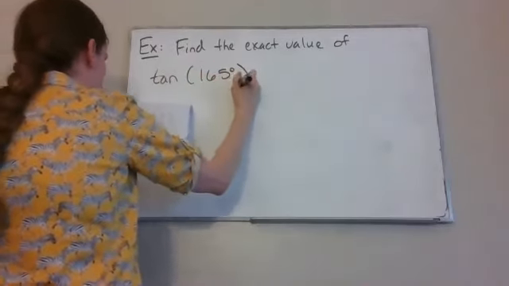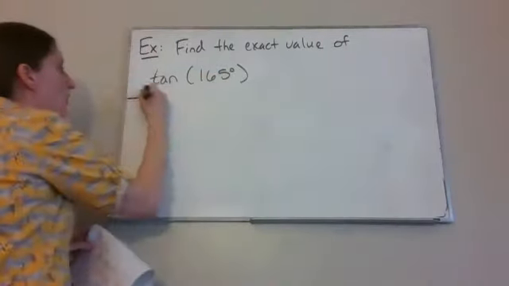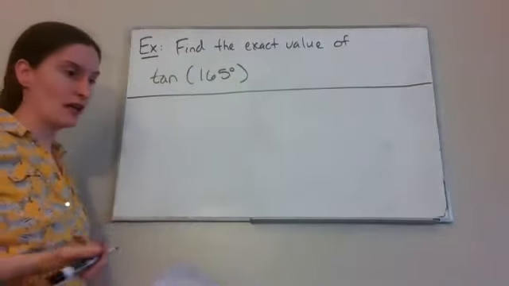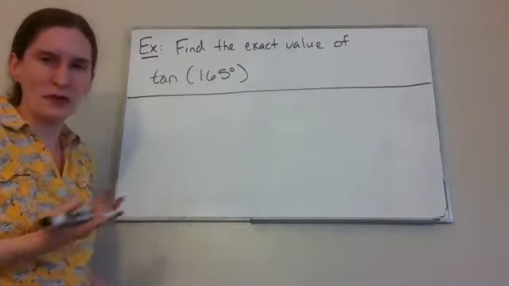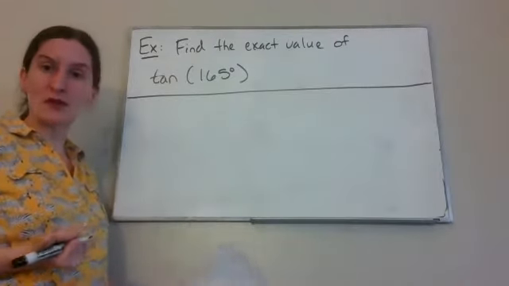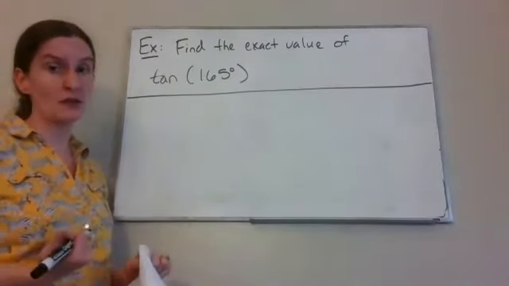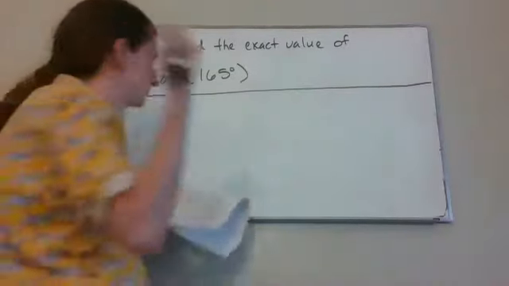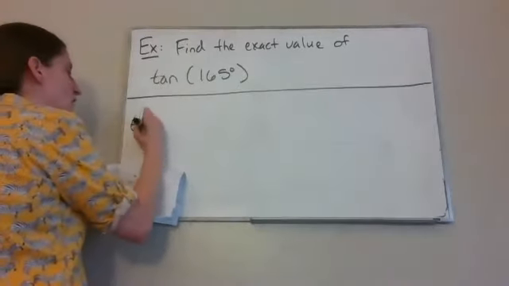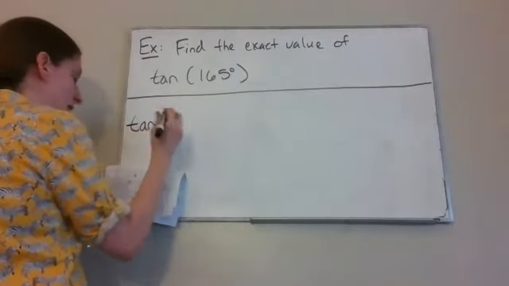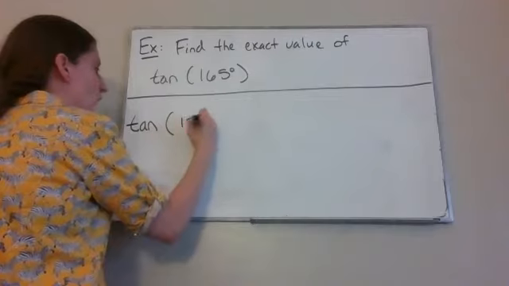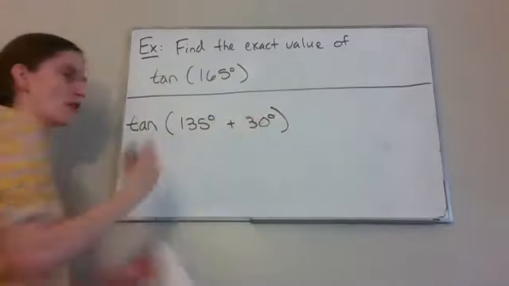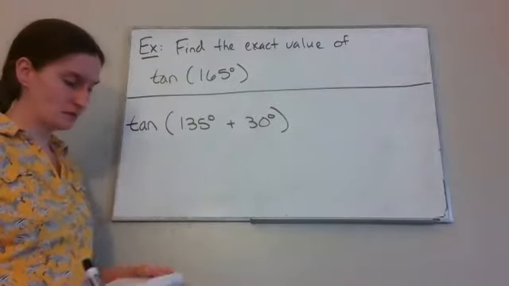165 degrees. So I'm going to want to rewrite this using my special angles from the unit circle again, because even though we don't read tangent directly from the unit circle, we know tangent is sine over cosine, and I know my sine and cosine values from my unit circle. So tangent of 165, I can rewrite that as tangent of 135 degrees plus 30 degrees, and both of those angles are on my unit circle.